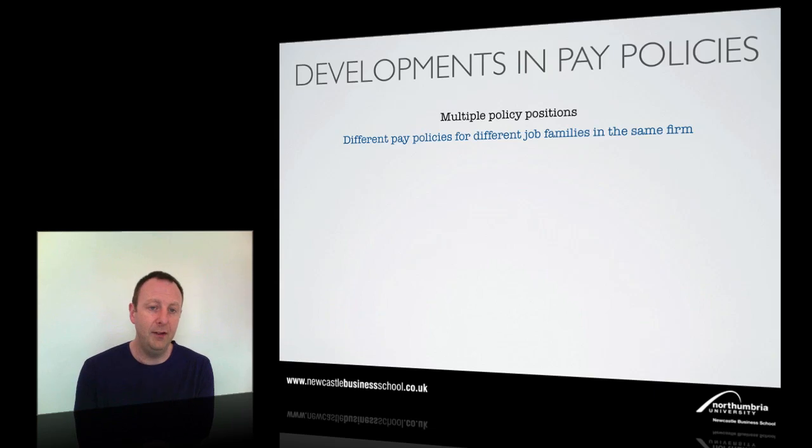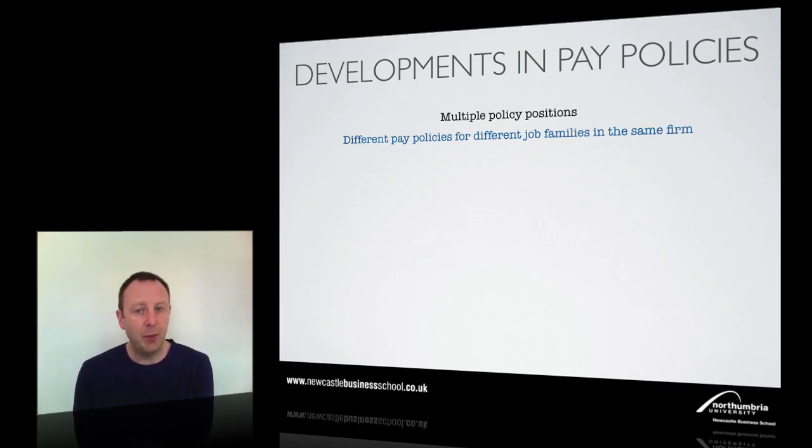Now, the reason for this is because they may see that a single pay policy across a large or very diverse organisation may be too constraining, that an organisation might operate in a variety of different labour markets and face a variety of different labour market pressures, and so it would make little sense to respond to all of those different labour market pressures with a single pay policy.